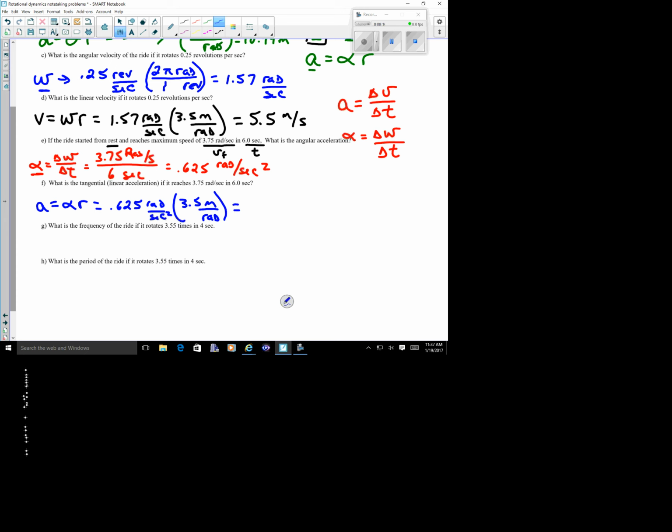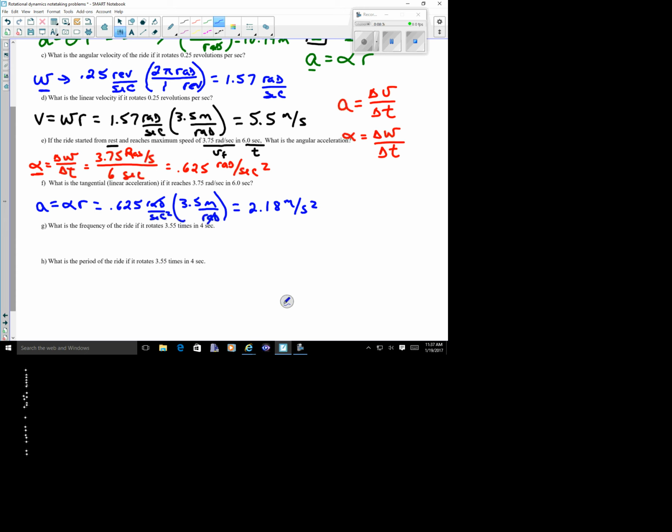Well, the radians cancel out, and you're now left with, hold on here, that's 0.625, right? So you're left with 2.18 meters per second squared. It's meters per second squared because now it's linear acceleration.